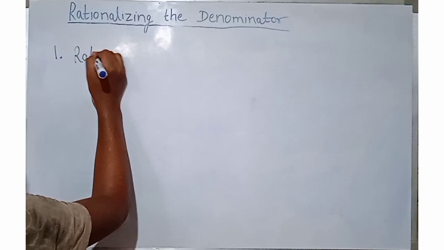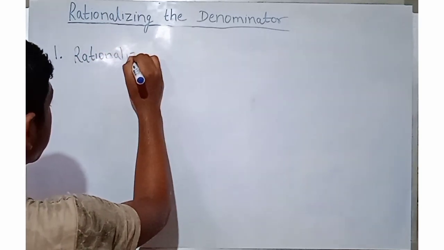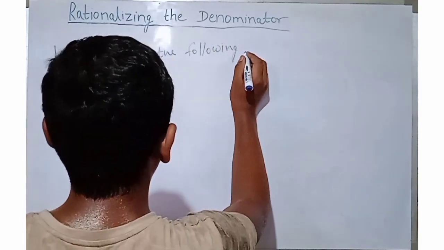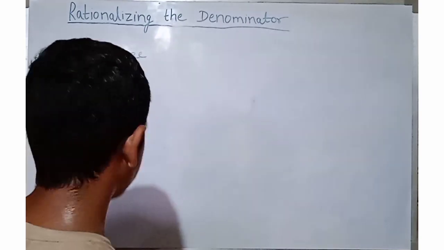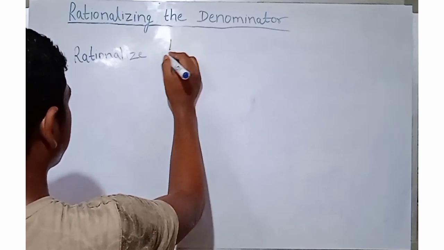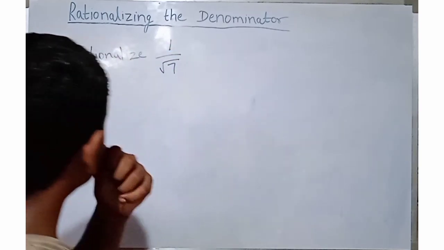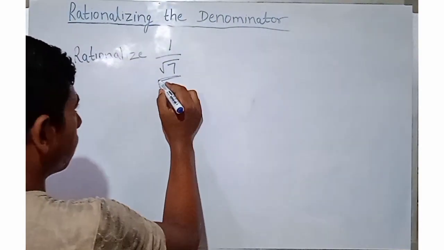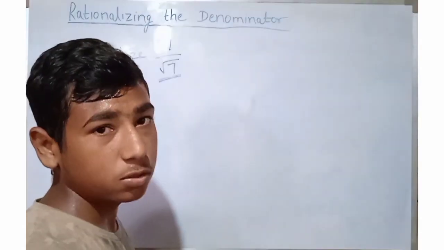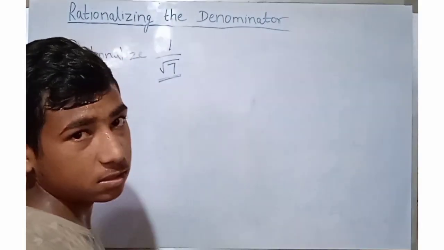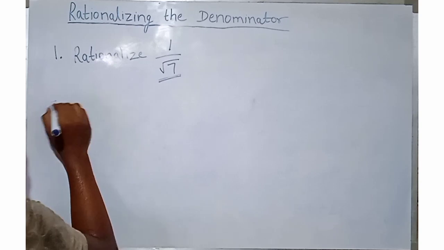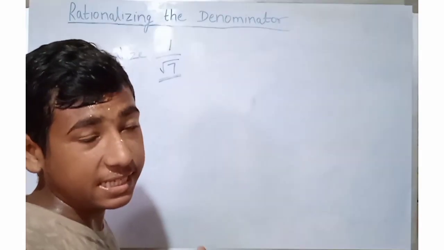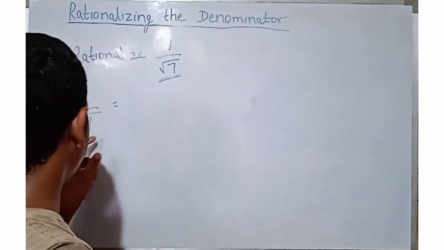Rationalize the following, or say a particular number. Rationalize 1 by root 7. See here, for removing the radical, or you can say root, what should we do with this number so that the radical is removed? If we square, then the radicals will get cancelled. But we have to do this without changing its actual value. This actual value should not be changed.